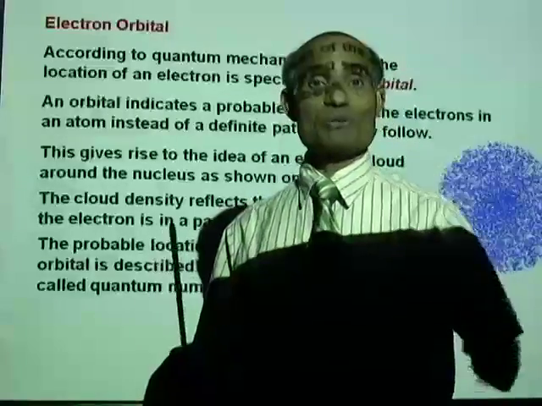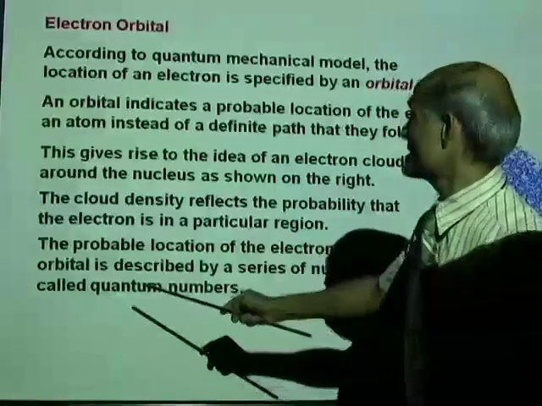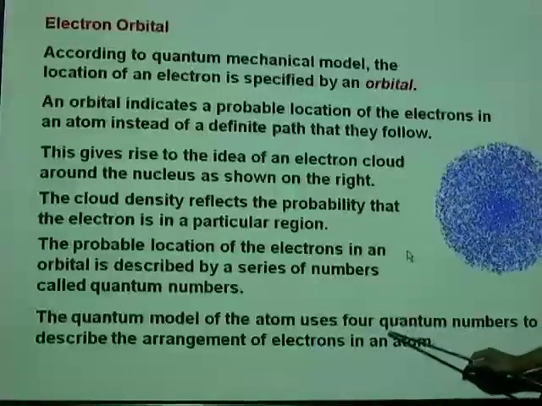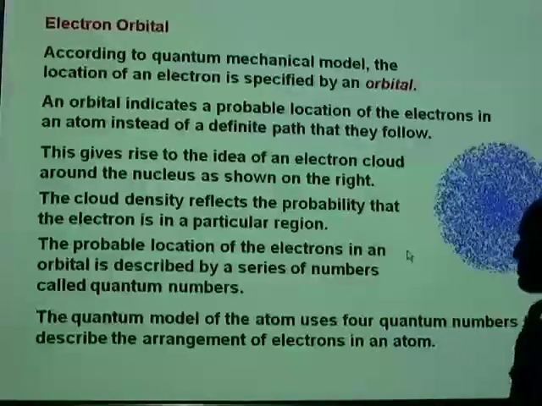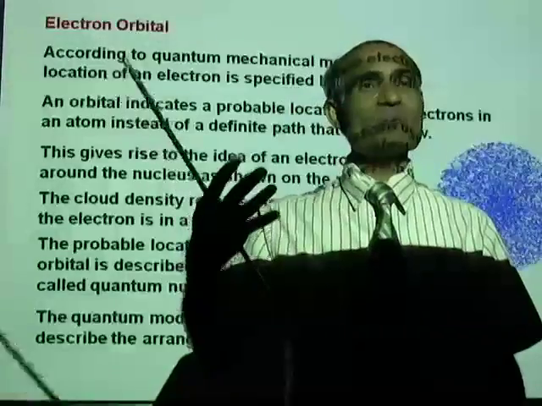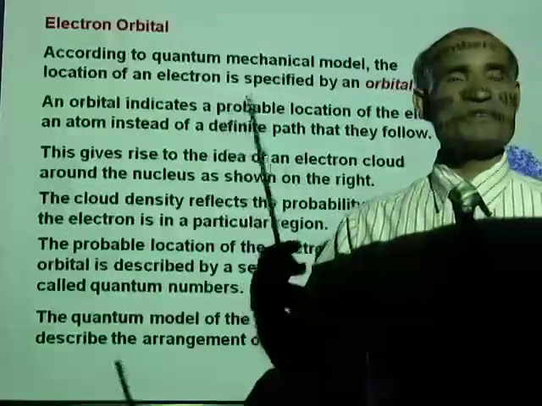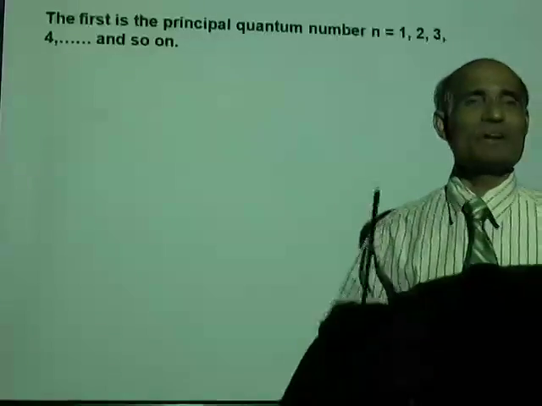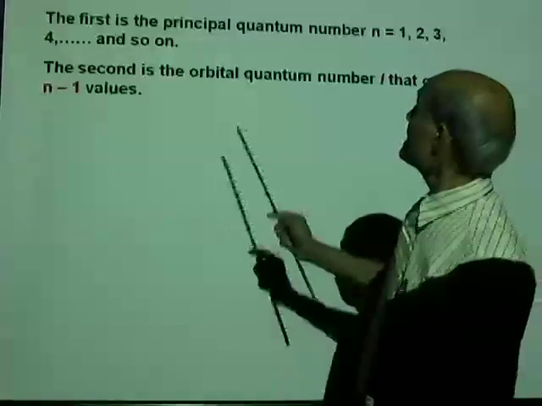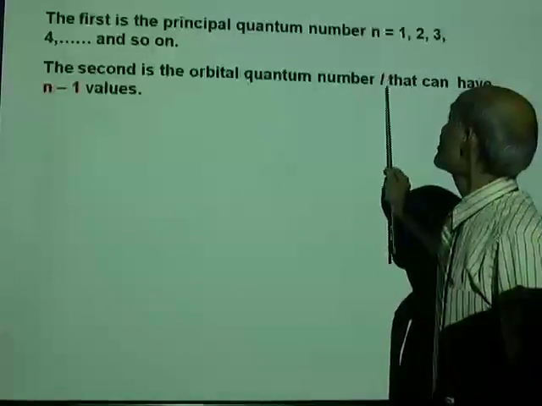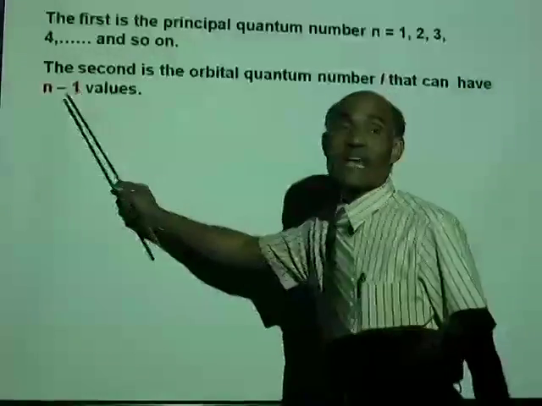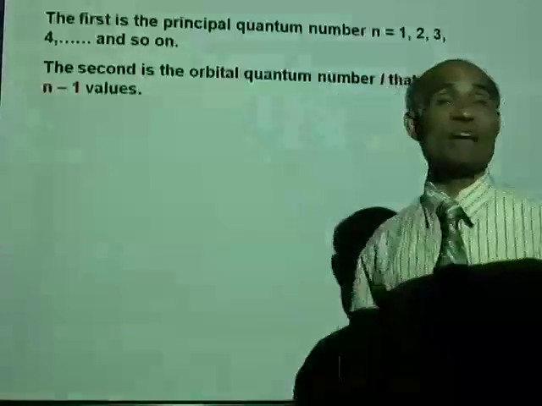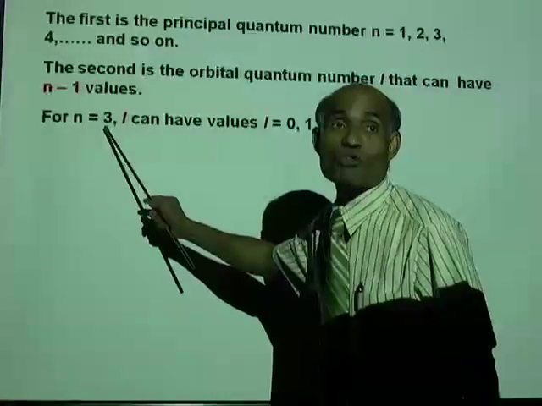But we will add more quantum numbers. Well, that makes it a little more complicated. We have a set of 4 quantum numbers in here. The quantum model of the atom uses 4 quantum numbers to describe the arrangement of electrons in an atom. So in addition to the principal quantum number, we will use 3 more quantum numbers to describe exactly where the electron is. Now, the first is the principal quantum number, n equal to 1, 2, 3, and so on. The second is the orbital quantum number, and we represent it by l. And l can have n minus 1 values. That means for each n, there can be different l values. So if n equal to 3, what are the possible l values?